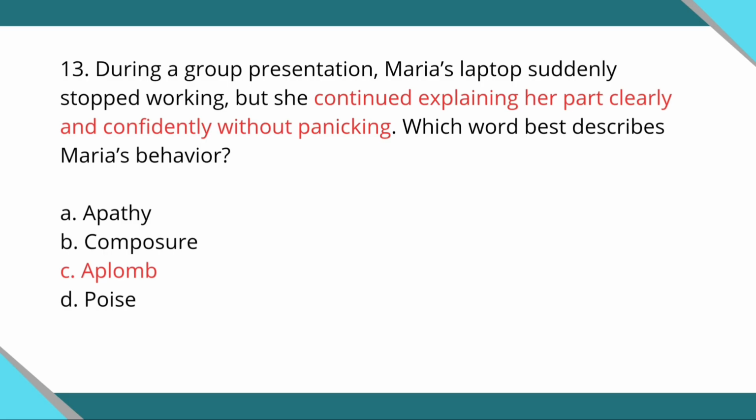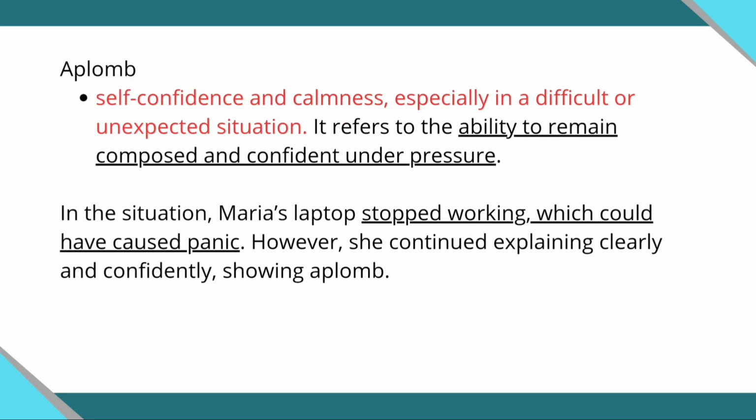The correct answer is letter C. Aplomb means self-confidence and calmness, especially in a difficult or unexpected situation. It refers to the ability to remain composed and confident under pressure. In the situation, Maria's laptop stopped working, which could have caused panic. However, she continued explaining clearly and confidently, showing aplomb.